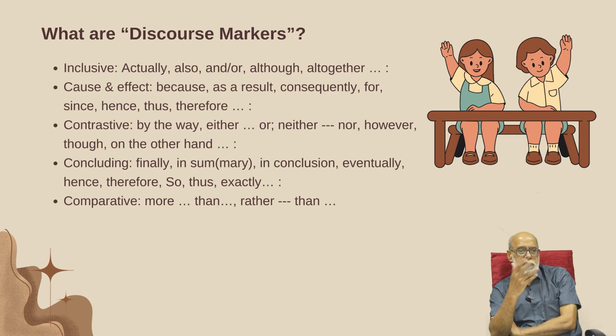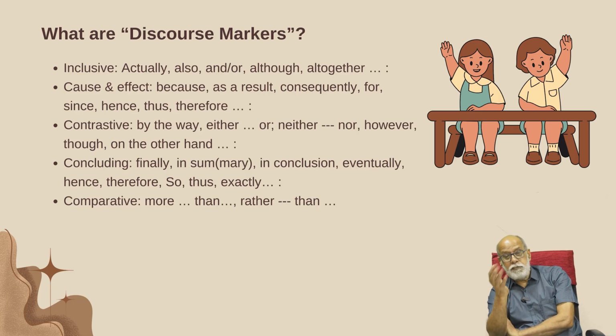If you want to contrast, if you want to say two things are different, you can either take butter or chili. So then use either or. If you want to negate both, you can neither use butter nor chili in this place.